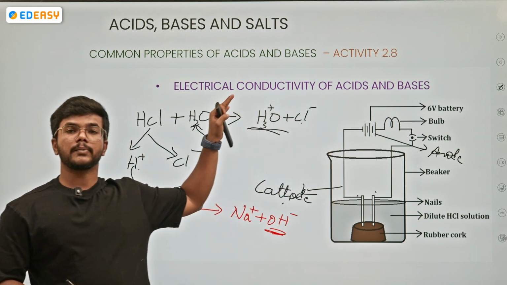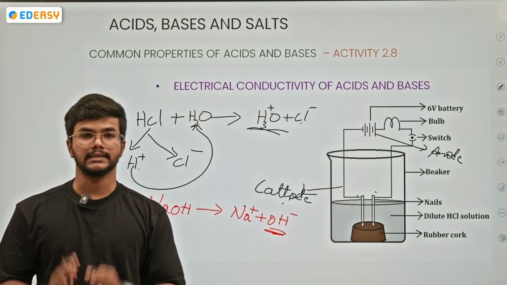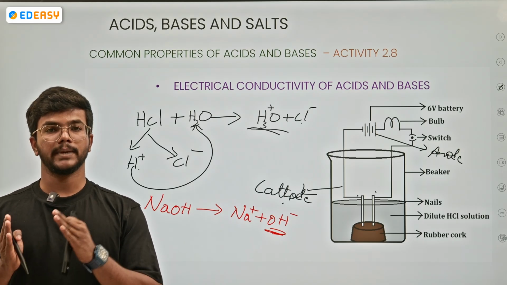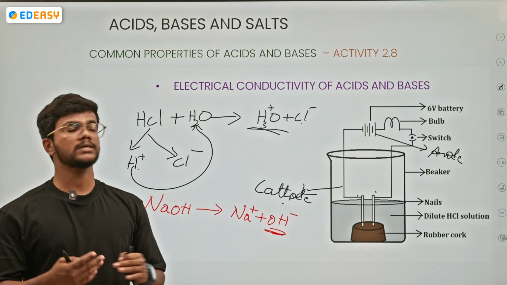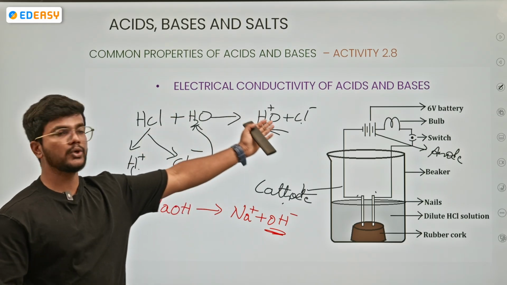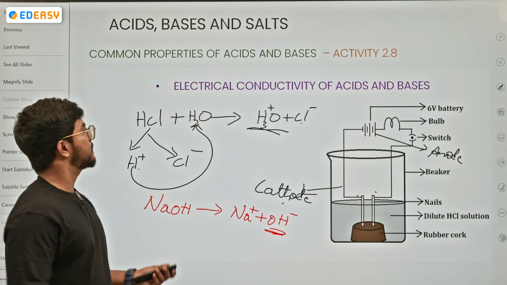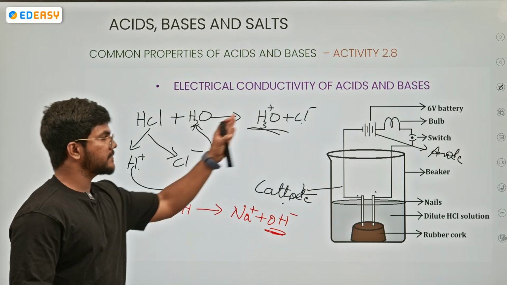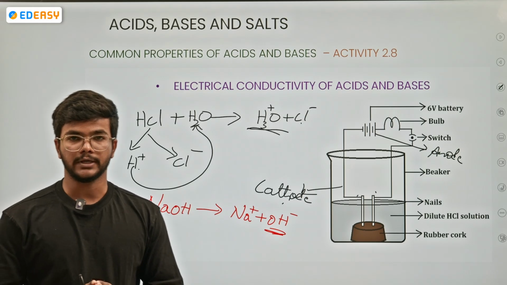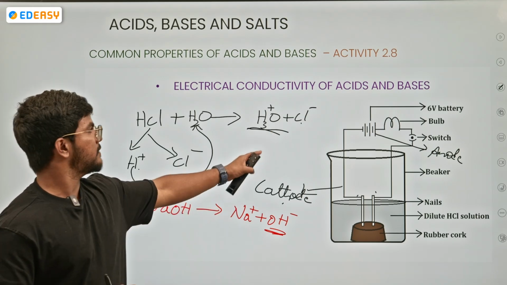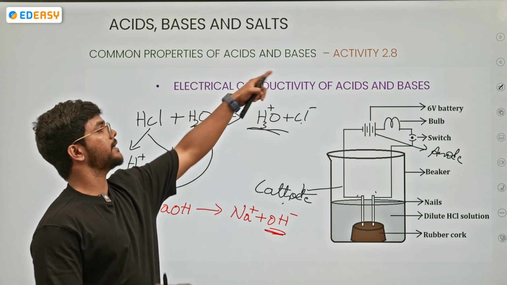So the common properties of acidic and basic solutions: they can conduct electricity. Acids or bases in aqueous state can conduct electricity because in aqueous state they produce ions, positive and negative ions. That is why they can conduct electricity. Hope you understand the common properties of acids and bases, which is nothing but electrical conductivity of acids and bases, with activity 2.8.